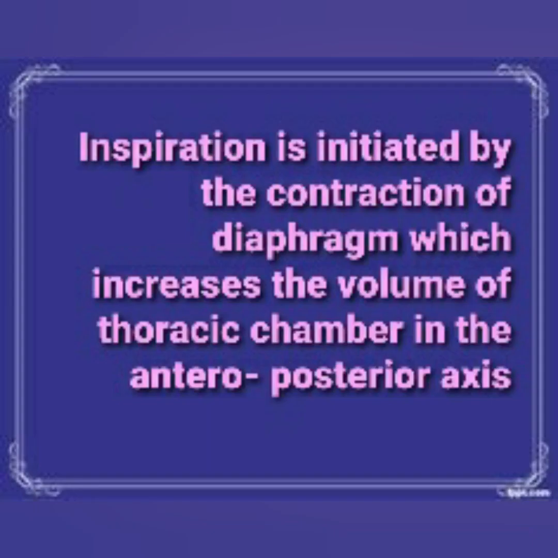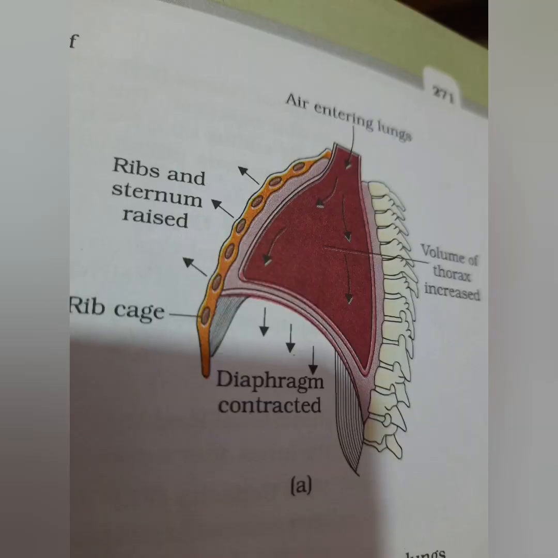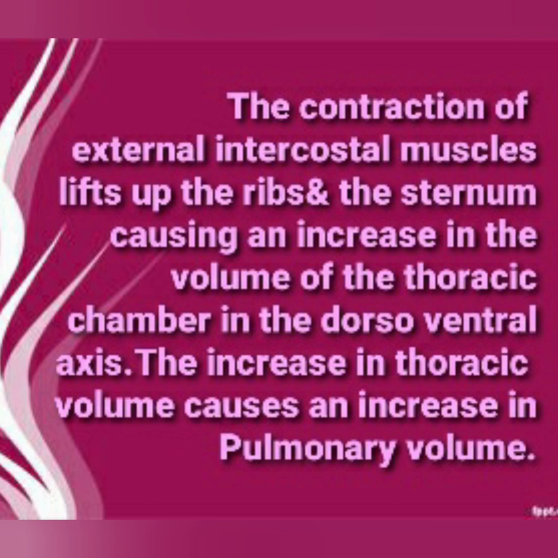Once again, inspiration is initiated by the contraction of diaphragm, which increases the volume of thoracic chamber in the anterior-posterior axis. So here the diaphragm contracted position is shown, ribs and sternum raised, as well as the volume of thorax is increased in the anterior-posterior location. The contraction of external intercostal muscles lift up the ribs and sternum, causing an increase in the volume of the thoracic chamber in the dorsoventral axis.